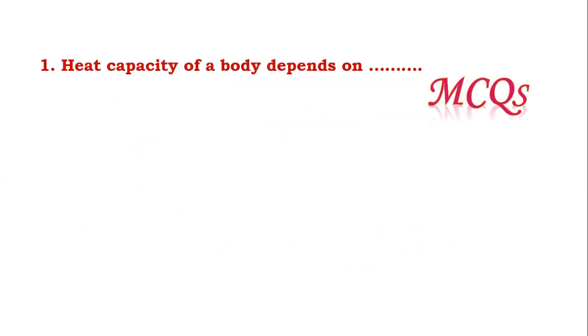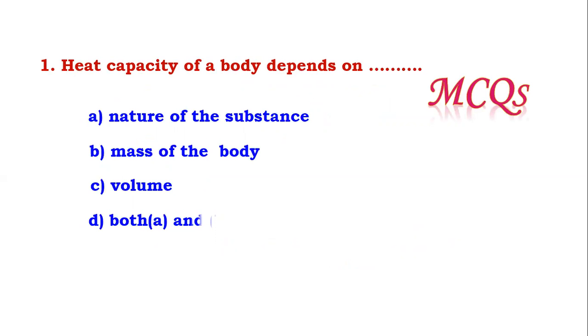Now let's see questions based on this. The first question is, heat capacity of a body depends on. See this question carefully and try to recall the concept. Everyone has an idea about heat capacity: mass into specific heat. So it depends on mass and it depends on specific heat. Specific heat means nature of substance. So both A and B are correct. So the more appropriate is D. So the correct answer for this question is option D.